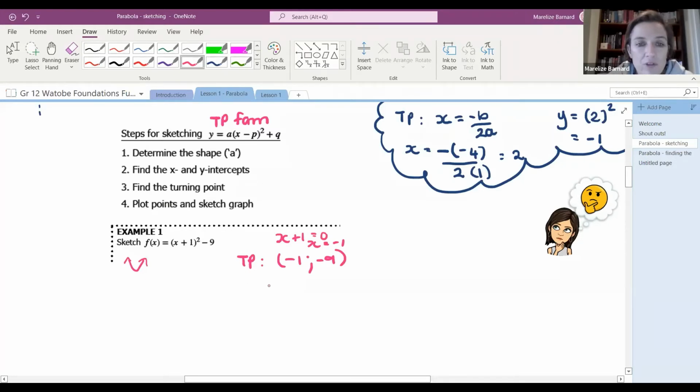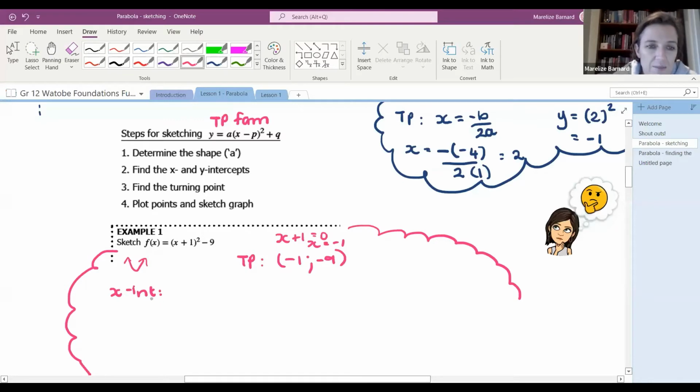We've got shape, we've got turning point. Now we need x-intercepts. I'm going to start another thought bubble for our second parabola. Our x-intercept method is still the same. We find x-intercepts by making y equal to 0.